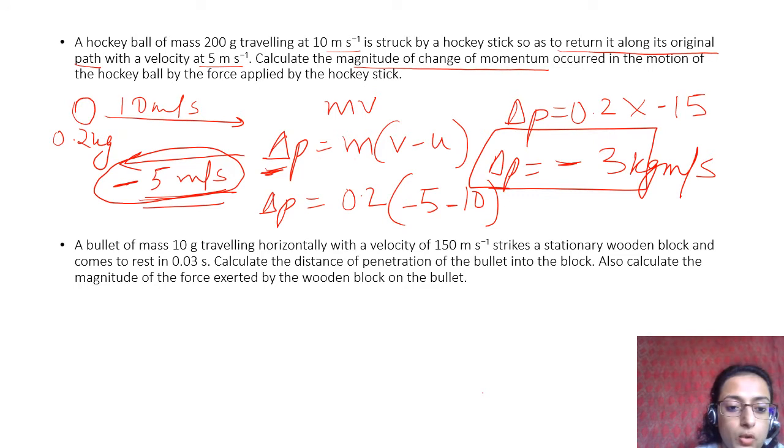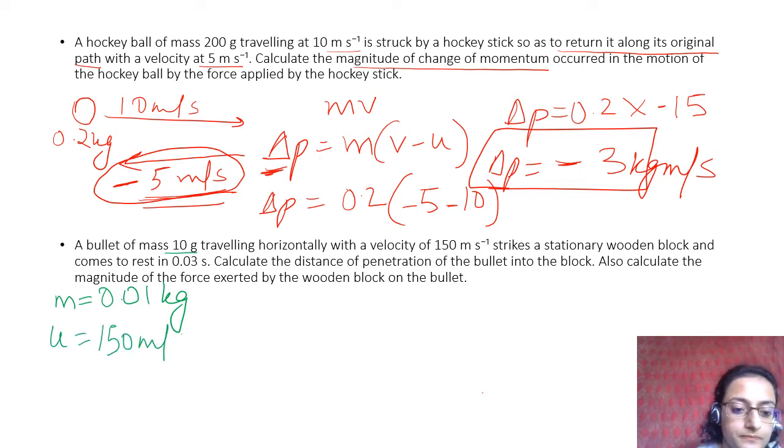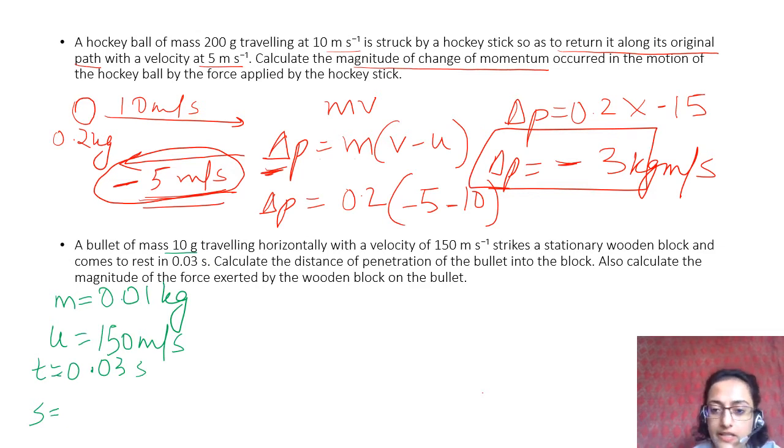Next question. A bullet of mass 10 gram, mass 10 gram is equal to 0.01 kg, traveling horizontally with a velocity of 150 meter per second, strikes a stationary wooden block and comes to rest in 0.03 seconds. Calculate the distance of penetration of the bullet into the block. Now you have to see the distance covered after the deceleration, the force has been put on the bullet. Now you want to find S.